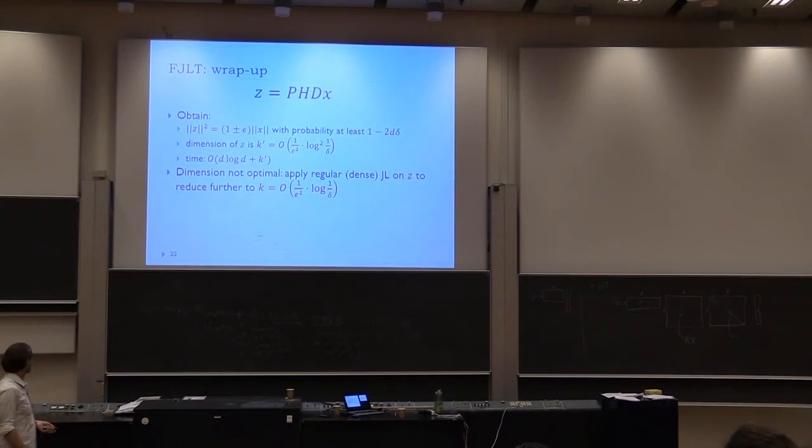But the next extra step that you can do is that once you've done this dimensionality reduction to k prime dimensions, you can do another random dimension reduction, Johnson-Lindenstrauss as described at the beginning with a dense matrix. Just the regular one, and you can reduce to the optimal dimension, which is 1 over epsilon squared times log 1 over delta. It will require a little bit more time to compute, and in total, at the end, it will give you d log d plus k cubed, where this k cubed comes from doing this last step of applying regular Johnson-Lindenstrauss.